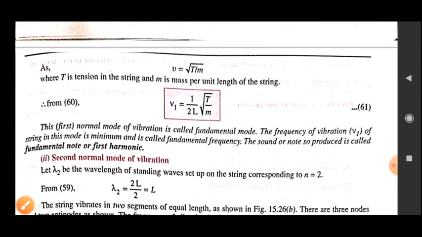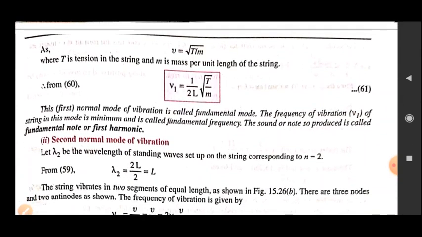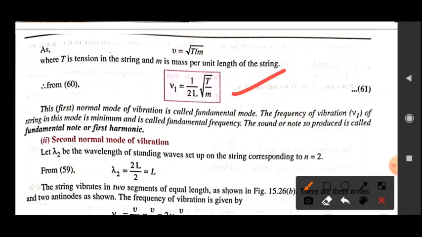Next, as v is equal to root T by m, which we have already calculated before: whenever waves are generated in any stretched string, the velocity of the wave in that case will be root T by m, where T is the tension in the string and m is the mass per unit length, which is called the linear mass density. Now if you put in all the values, nu1 can be calculated as 1 upon 2L root of T by m.